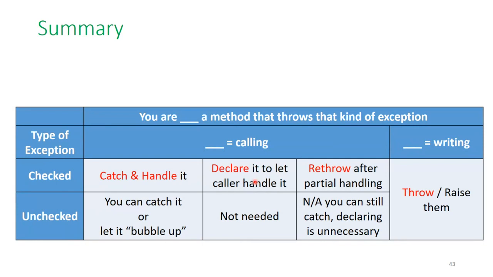Or maybe you called a method, it raised an exception, and you cannot get over it. You cannot do anything about it. You cannot complete your own work because that other method failed. So in that case, you just declare the exception, and you let whoever calls you handle it. This is where it bubbles up.